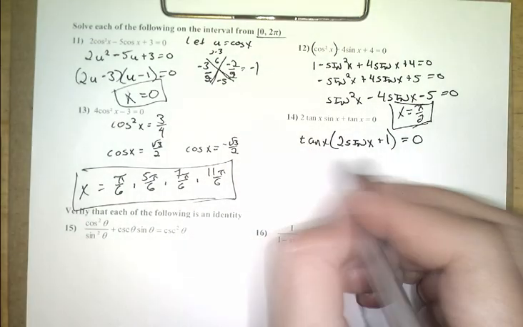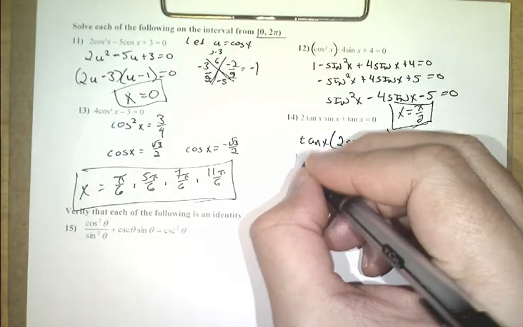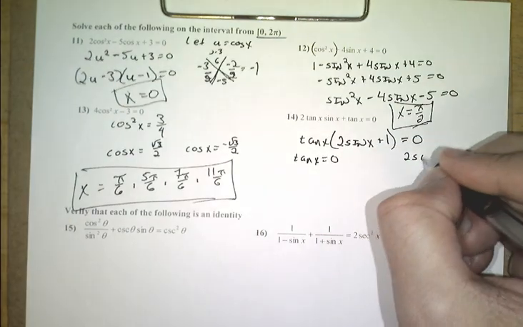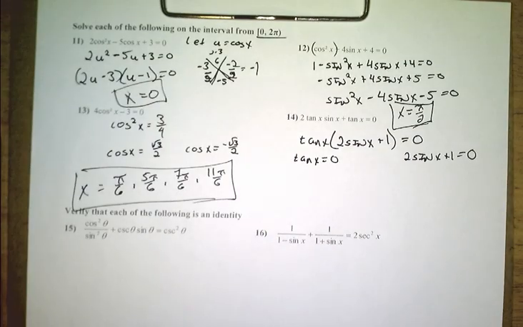Now, even though I have two trig functions, they're being multiplied together and they equal 0, so I can break them apart with my two cases. Tangent of x equals 0, or 2 sine x plus 1 equals 0.